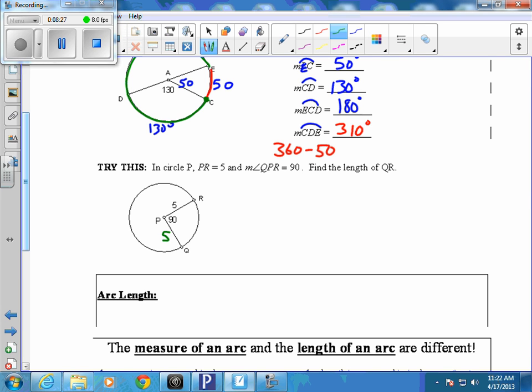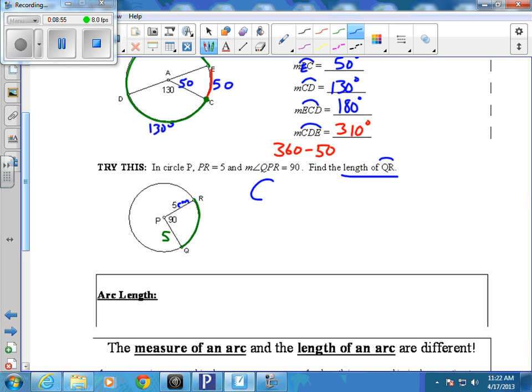Find the length of this. Yeah, I don't want the measure. I don't want 90 degrees. That's arc measure. I want the length of QR. How long is that? So if the radius, let's say, is 5 centimeters, how long is our QR? See if you can figure that out. A hint is going to be to use the circumference formula. So pause the video and see if you can figure it out. Round to the nearest hundredth for this.